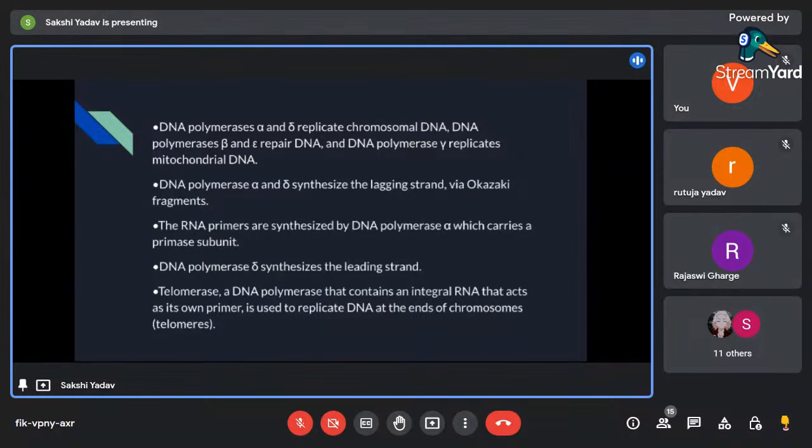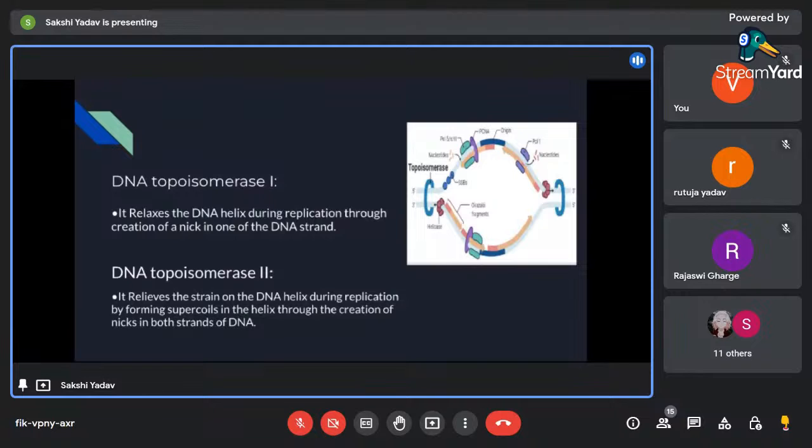Telomerase, a DNA polymerase that contains an integral RNA that acts as its own primer, is used to replicate DNA at the end of the chromosome, that is telomeres. DNA topoisomerase 1. It relaxes the DNA helix during replication through creation of a nick in one of the DNA strands. DNA topoisomerase 2. It relieves the strain on the DNA helix during replication by forming supercoils in the helix through the creation of nicks in both strands of DNA.